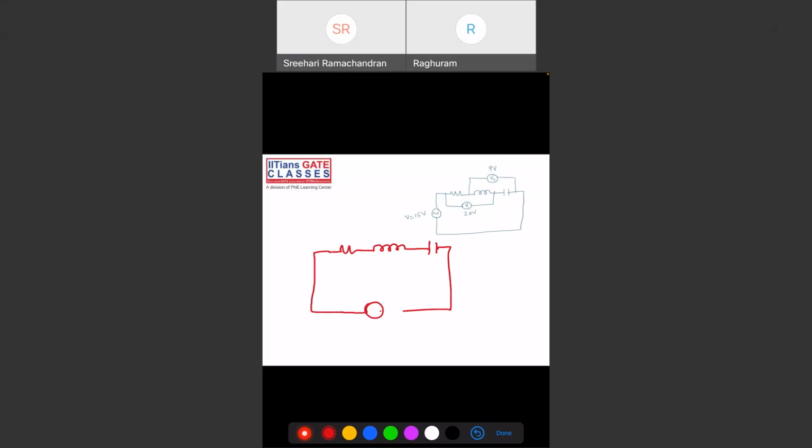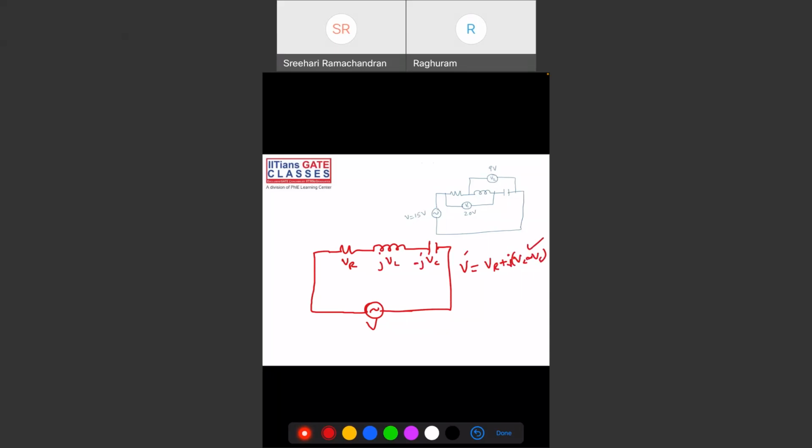This is my source V. This is VR, this is VL and VC. What is V? V is equal to VR plus j(VL minus VC), or VL difference VC. Right, these are all complex ones. So I know VL minus VC.